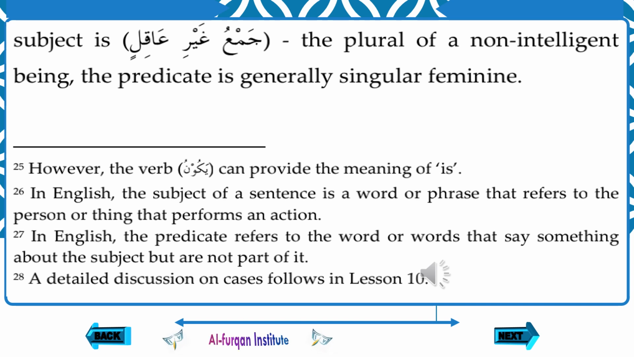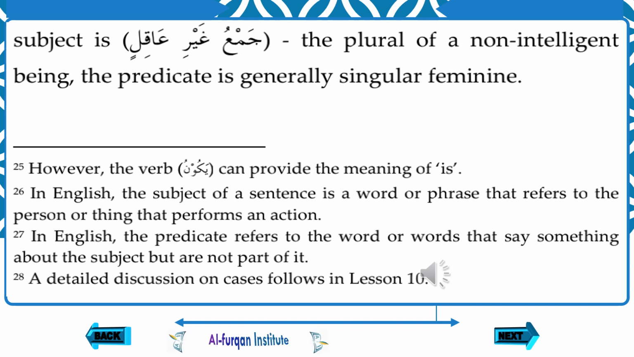Also the predicate, which is the khabar, agrees with the subject in number and gender. In the example of ar-rajulu salihun, the man is pious, they are both singular masculine. Al-mar'atu salihatun, the woman is pious, they are both singular feminine. Then we have ar-rijalu salihun, the men are pious.